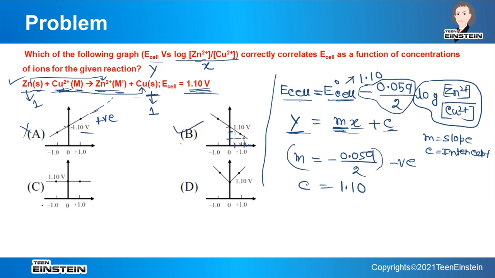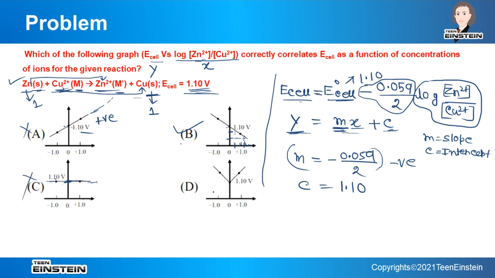So this is actually the correct option. Now why not C and D? In C, this is a straight line, I mean to say it is parallel to the x-axis. That means with change in the value of x, there is no change in the value of E cell. That is, with change in concentration of Zn2+ and Cu2+, there is no effect on E cell. But that is not correct. So that is why this is the wrong option.